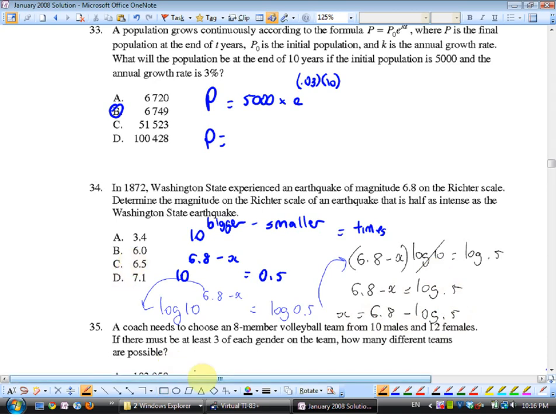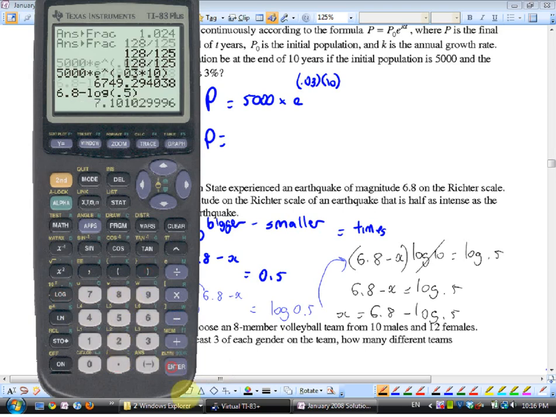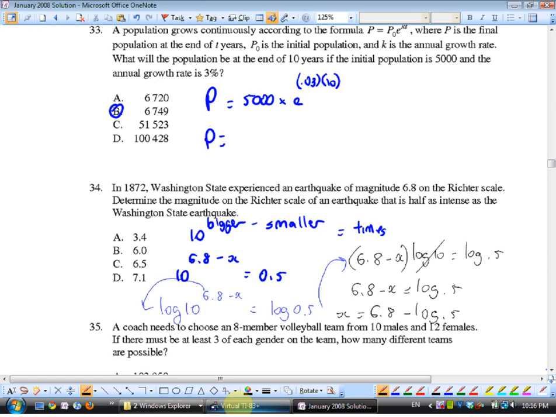It's either going to be B or C. 6.8 minus the log of 0.5. Oh, wait a minute. No, the log of 0.5 is negative. Silly me. D, 7.1. Is that correct? 34 wants C.